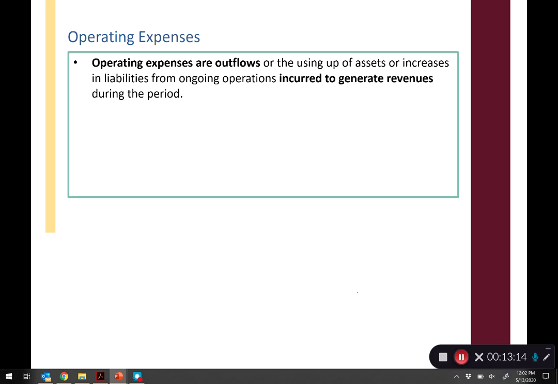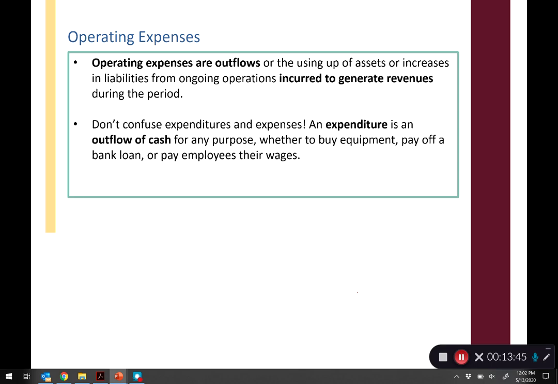Operating expenses are the outflows that result from generating those revenues during the period. So for Chipotle, it would be like the cost of their employees, the depreciation, which is the expensing of our long-term assets, like all the restaurant equipment, the cost of the food, etc. So all of those would be operating expenses, and those are going to decrease our assets when we pay for them or increase our liabilities if we don't pay for them right away because we'll owe more money.